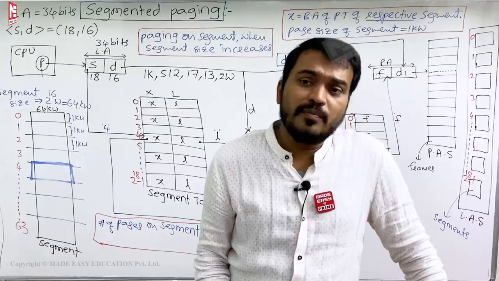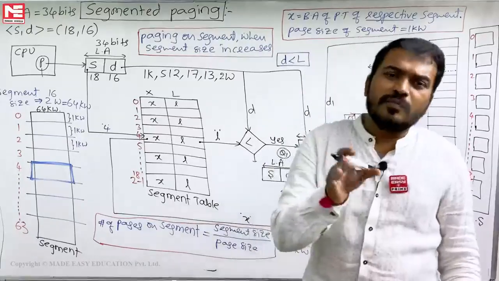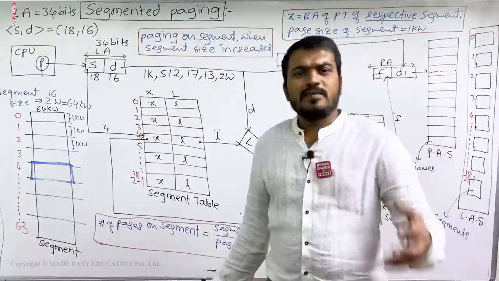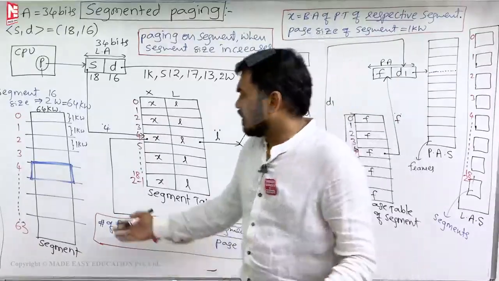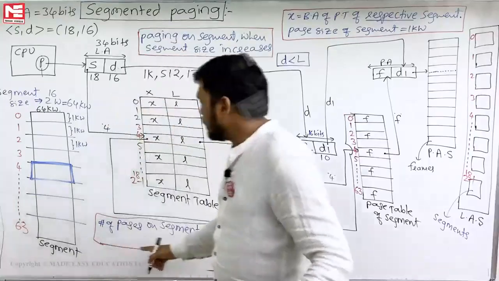Segment is divided into 1K pages, it says. Okay, understand here. When you say segment is divided into 1K pages, compare that with the same statement and the diagram on the board. Our segment is divided into how many pages? Look here, right in front of you, our segment.